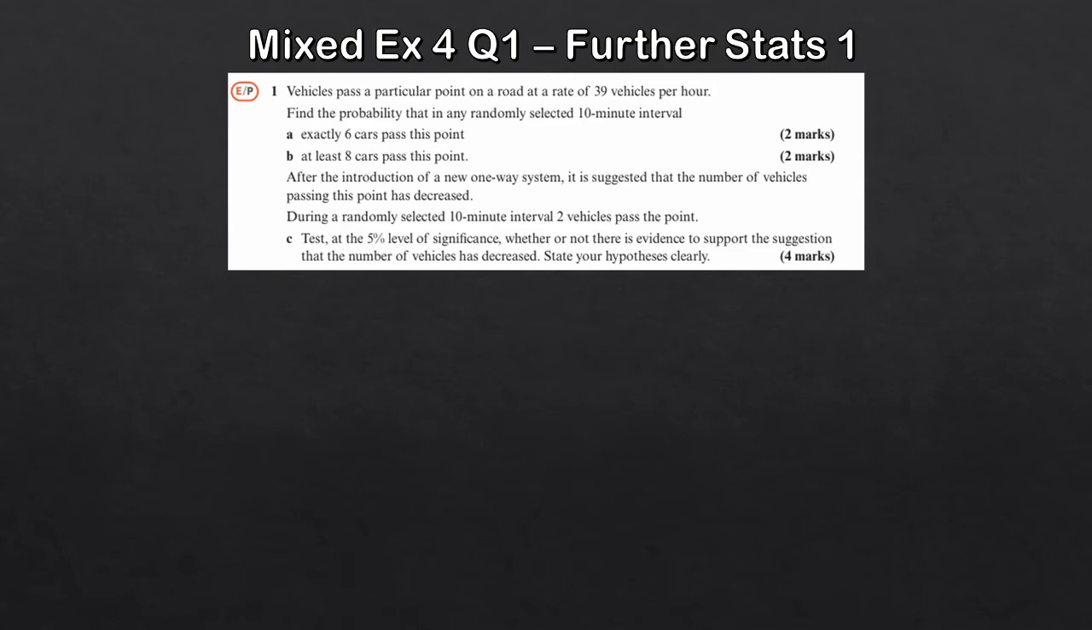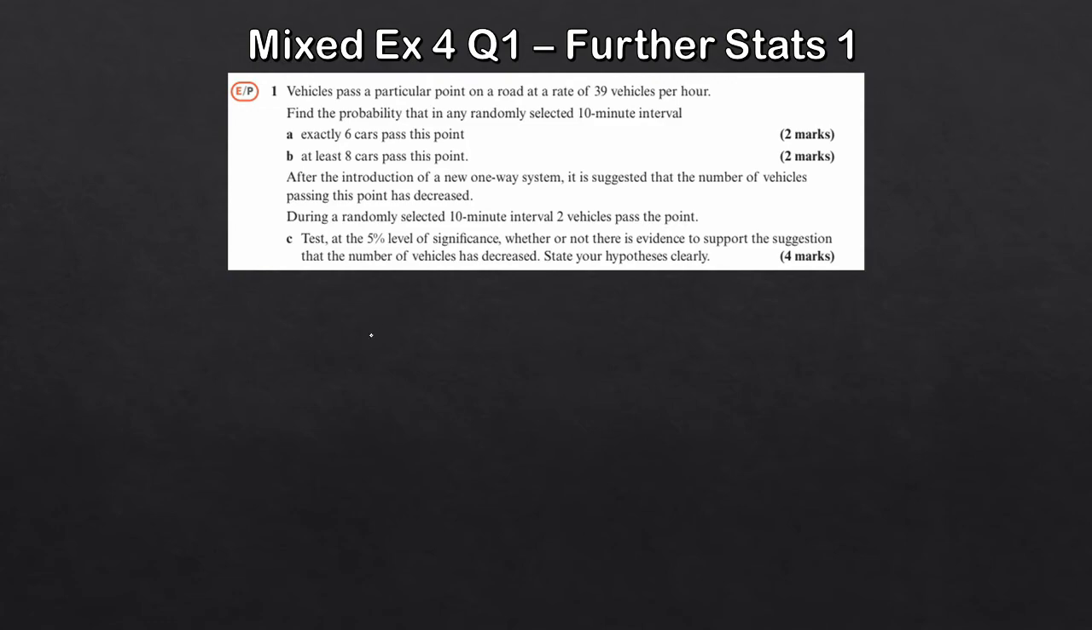And then finally, moving on to the very last question here, we have a hypothesis testing question. We're working with a Poisson distribution here, looking at a rate of 39 vehicles per hour. So that's how we know it's Poisson, because we're looking at a certain time frame. As soon as you see the words per hour or per time interval, you know you're working with a Poisson distribution. So that's the first thing, just recognizing the distribution.